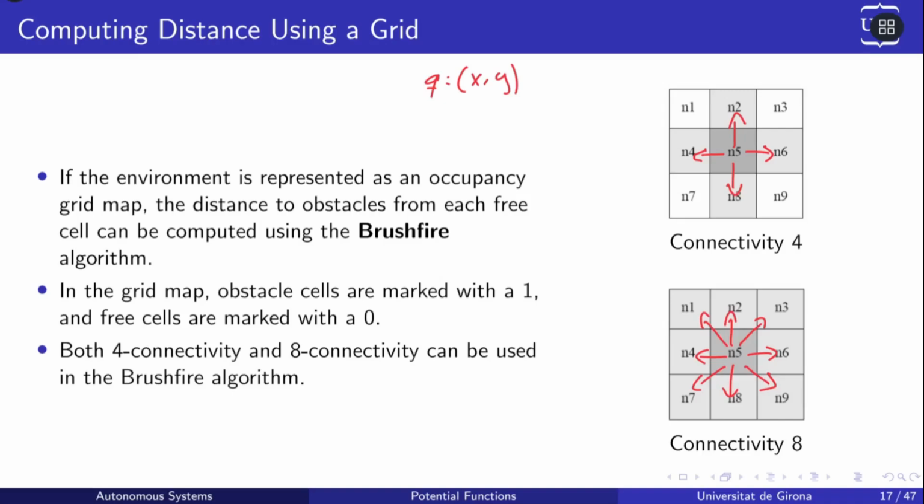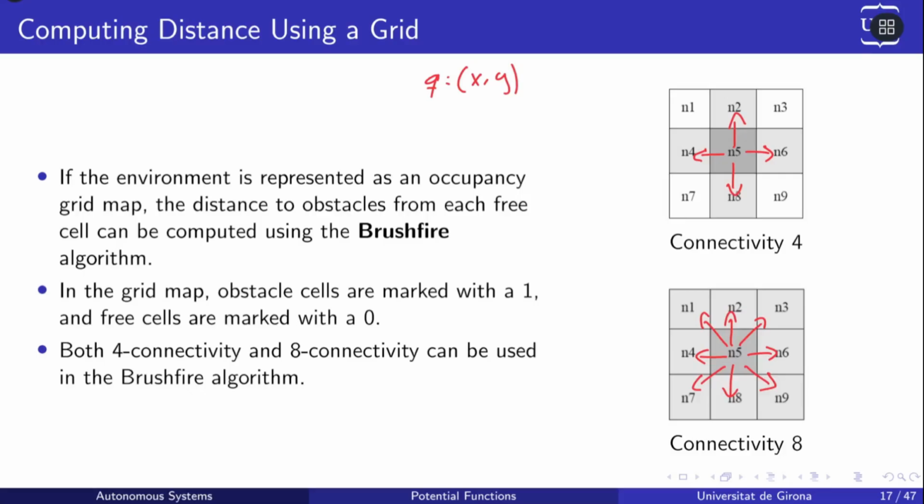When we talk about connectivity 4, we mean that diagonal moves are forbidden. When we talk about connectivity 8, it means you can move anywhere you want around your current position. Okay, now remember, we are trying to compute distances with respect to obstacles.